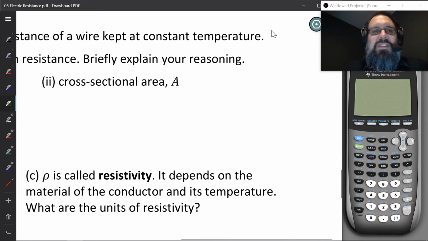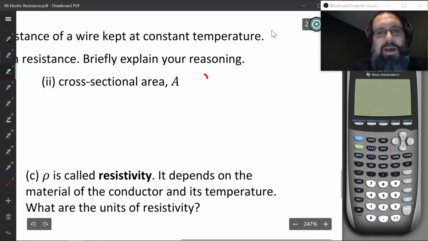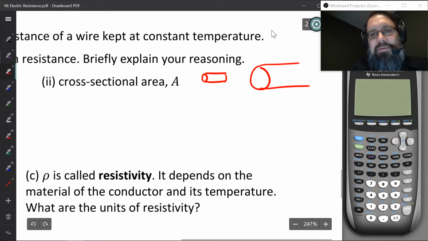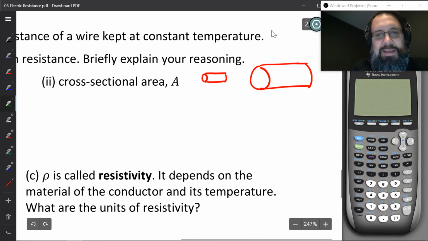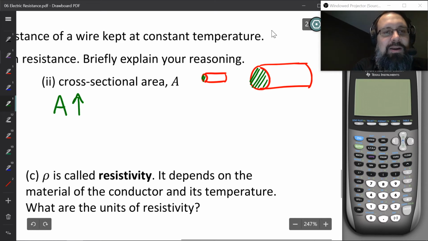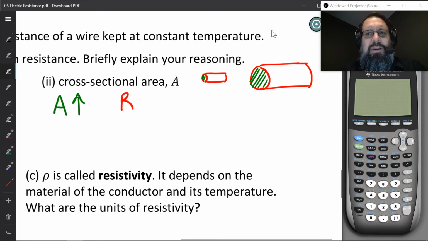Okay, what about the cross-sectional area? So if we look at a wire that's this much space compared to a wire that's this much space, we're looking at this area here. What happens if we increase the cross-sectional area of the wire? What will that do to the resistance? This one's a little bit trickier.